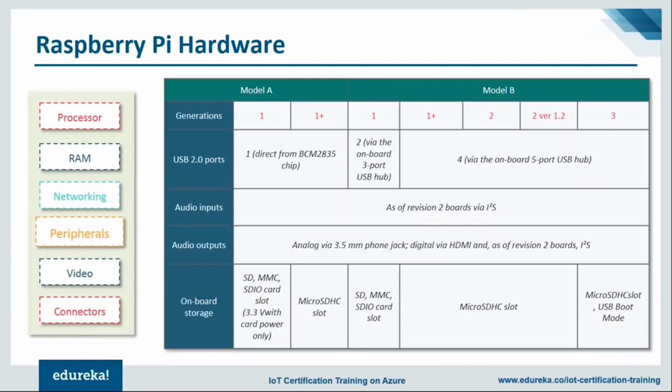Now talking about the peripherals in Raspberry Pi, there are basically 4 USB ports. This has been introduced in Model B version 1 plus onwards, and today you have a lot more that you can do with respect to that. Even the audio input and audio output ports have not changed over the years, but the onboard storage has changed a lot.